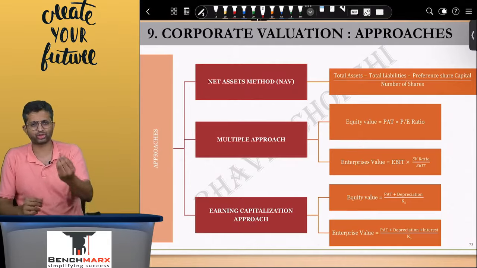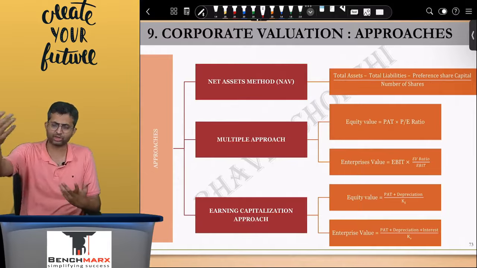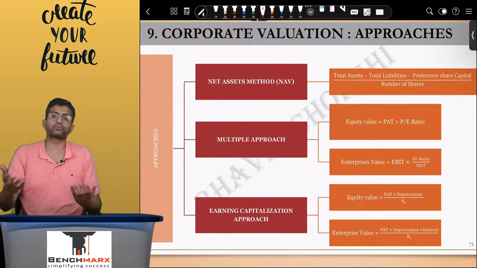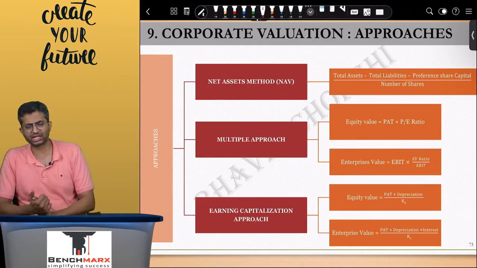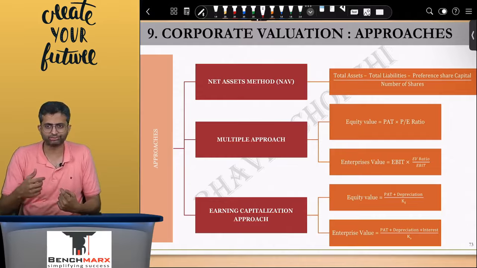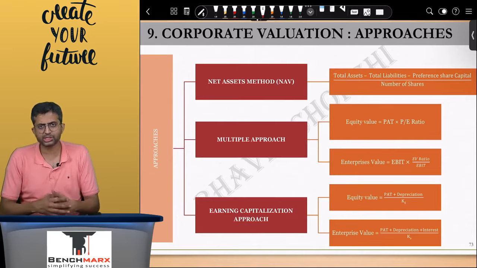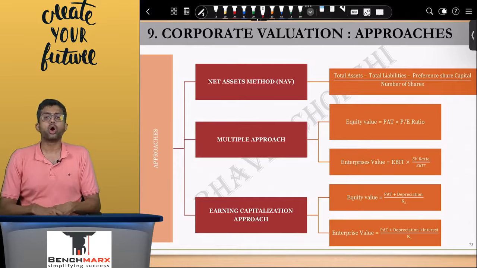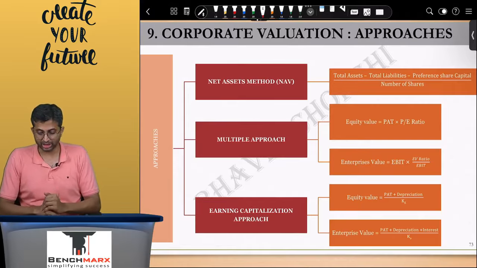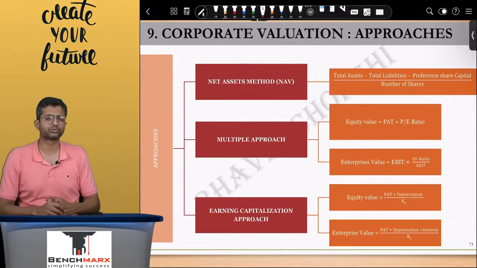So when you look at corporate evaluation, one of the methods which can be used is net assets value, that is total assets minus total liabilities at fair values, minus preference share capital, if any, divided by the number of shares. That will give you the net assets value. There can also be a multiple approach. Multiple can be based on equity, so you can take price by earnings to find the equity value, or it can be based on the enterprise. You can take the enterprise value by EBIT or enterprise value by EBITDA.